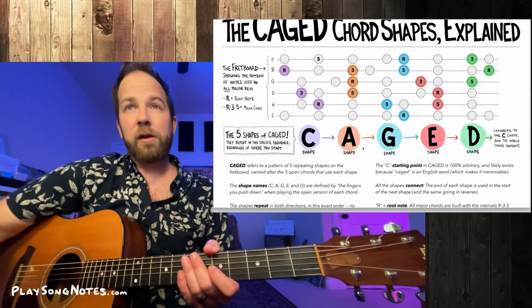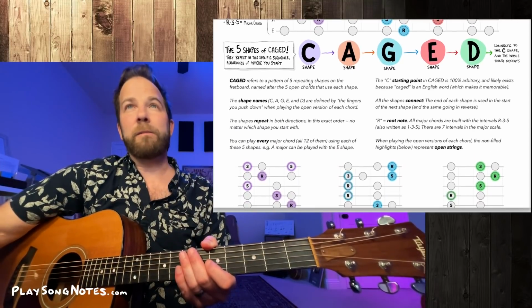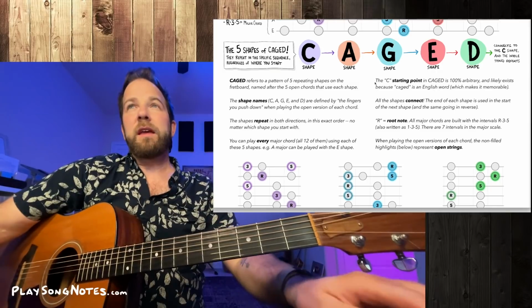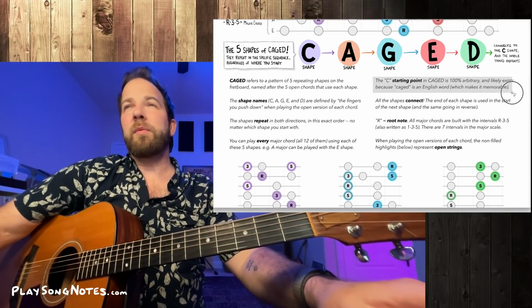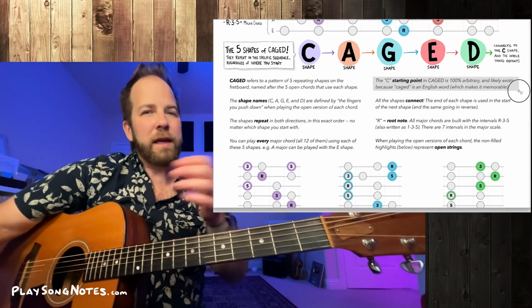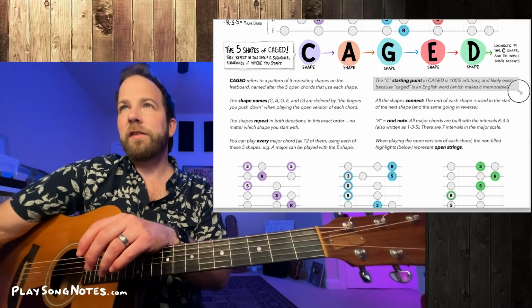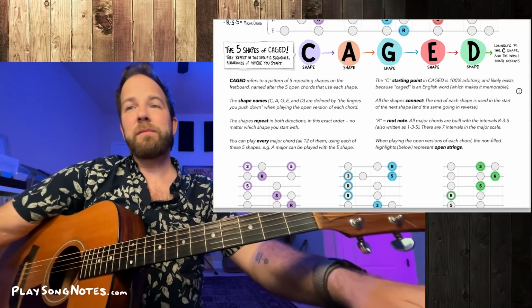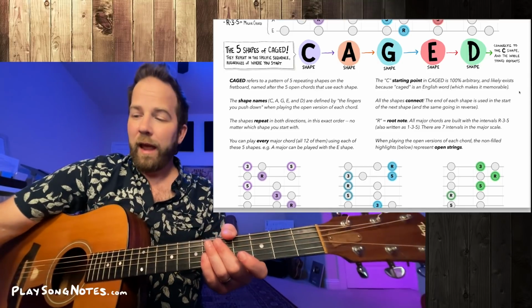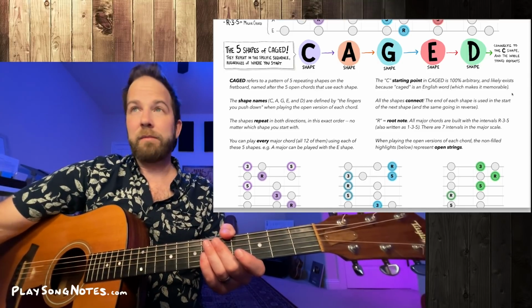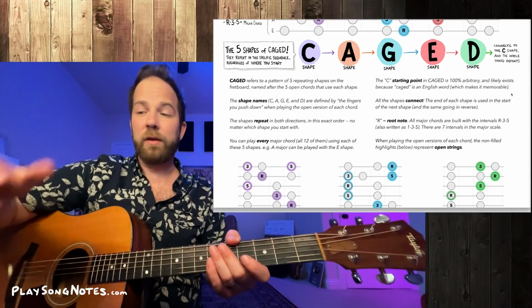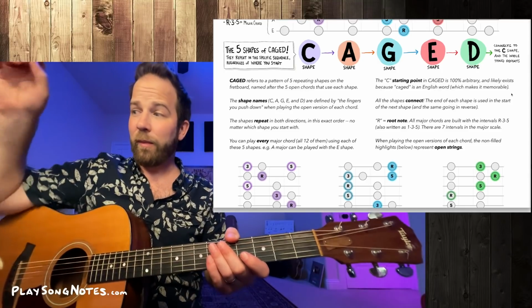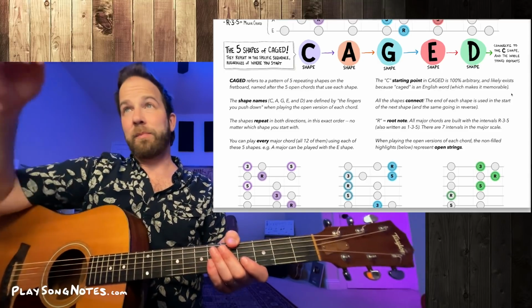So really quick, I want to talk about some of the points I wrote down right here. This is an important one. The starting point of C. Why do we call it CAGED? Why don't we call it AGED C or GEDCA? The reason why, I think, is just that CAGED is an English word, and it's memorable. In the world of memes and all that stuff, things that are memorable stick. And I think that's basically the reason.